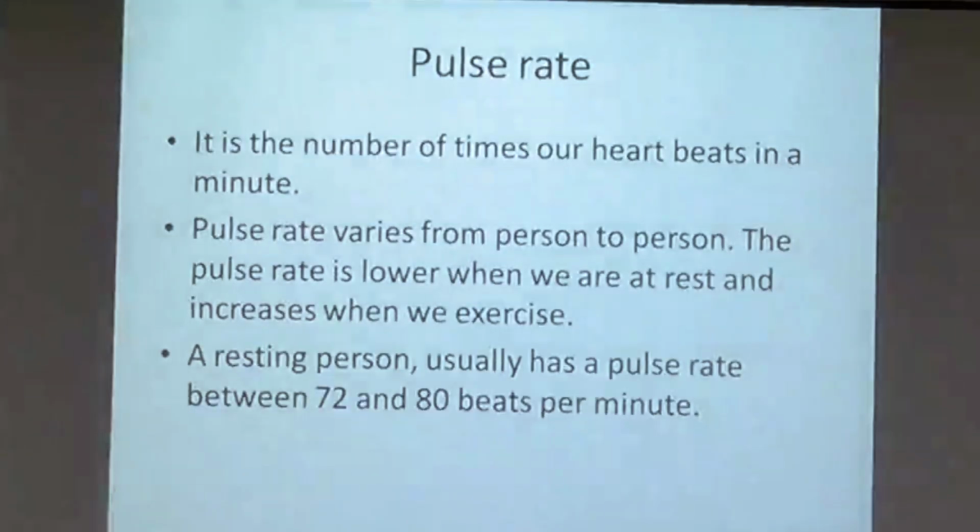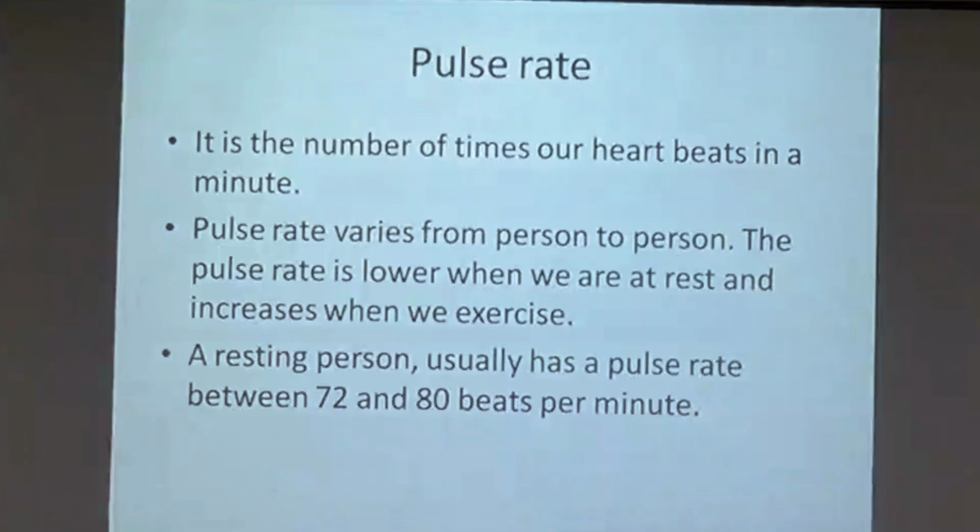Next is pulse rate. What is pulse rate? It is the number of times our heart beats in a minute. It varies from person to person, and also the pulse rate is lower when we are at rest and it increases when we exercise. A resting person usually has a pulse rate between 72 to 80 beats per minute.